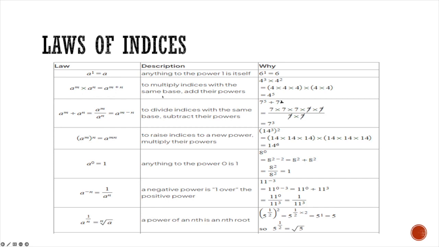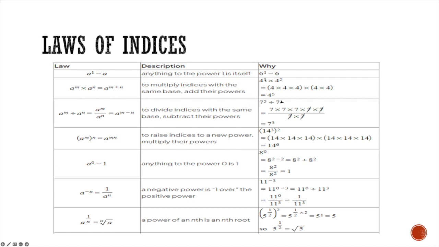When multiplying indices, the powers, or indices, or exponents, add together. If multiplying indices, these powers are added. So a to the power m into a to the power n means a to the power m plus n.